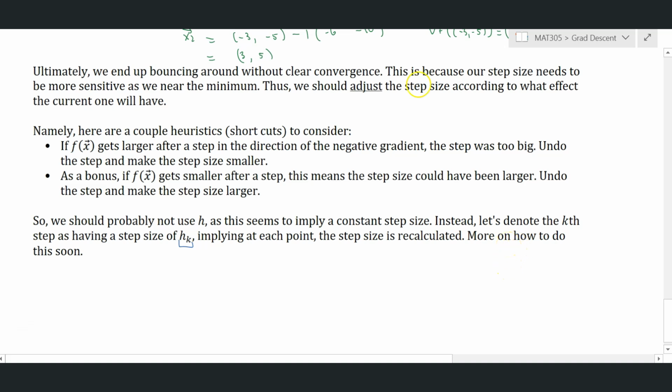Well, we're going to need to account for the fact that our step size needs to be more sensitive near the minimum. And so in general, what we'd say is that to get the next input that we'll move to, take the current input vector, subtract away h sub k, which is our kth step size, which is going to be recalculated, multiplied by our gradient at x sub k. And that is where we'll leave this. The question that we have now is, how do we calculate that? How do we get that so as to make the convergence optimal?